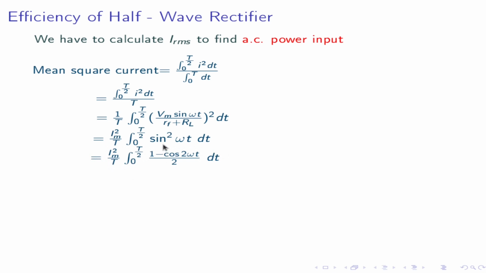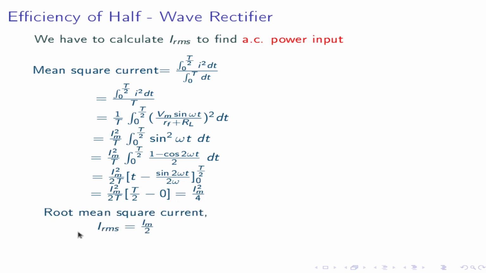So we can write sin square omega t as 1 minus cos 2 omega t by 2. Therefore it is equal to integral 0 to T by 2 of 1 by 2 minus cos 2 omega t by 2, that is equal to Im square by 2T into integral of dt, which becomes t, minus integral of cos 2 omega t, which is sin 2 omega t by 2 omega, over the limit 0 to T by 2, that is equal to Im square by 2T. On the upper limit t is equal to T by 2, and for both limits the sine term is 0, therefore it is Im square by 4.